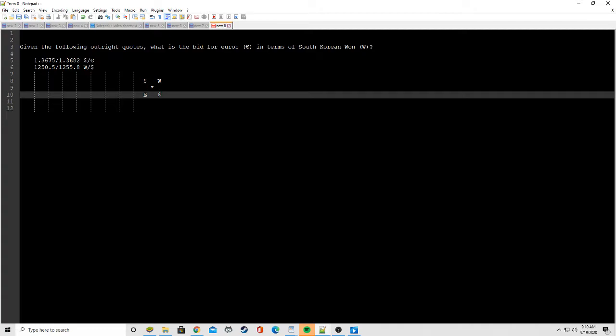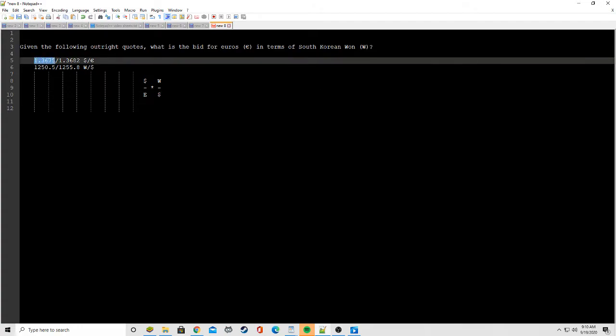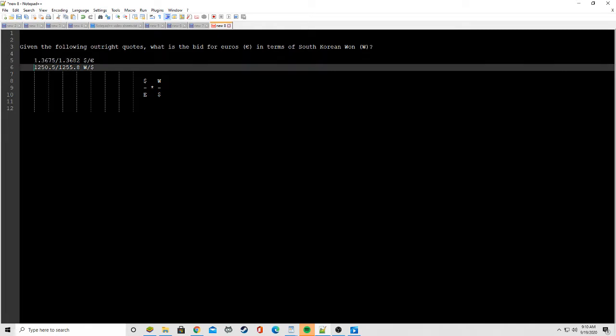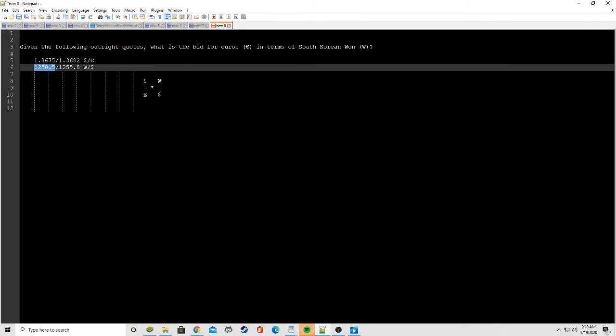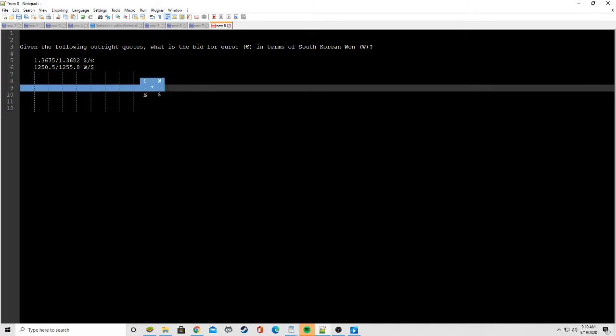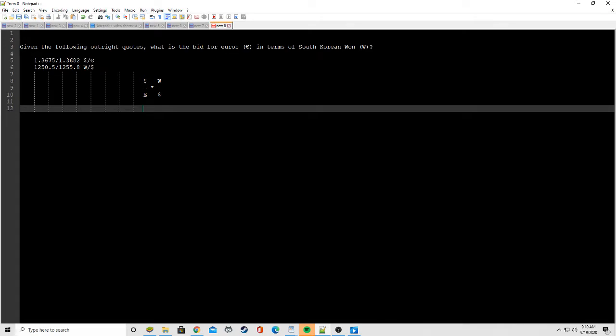And with these two quotes in mind, we have to find what is the bid for euros in terms of Korean won. Now you understand that the bid is the first number in these pairs, and the ask is the second number. So we're just looking at the first number in the pairs. And to do this, we're going to multiply the first bid by the second bid. And the reason this works out is, if you look over here on the right, I did this multiplication based on the currency pairs.